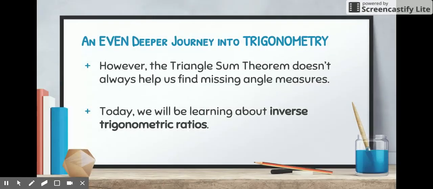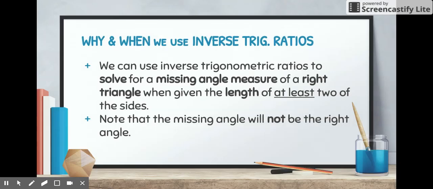So when the triangle sum theorem doesn't work, we need another way to find that missing angle measure in our right triangle. And that leads us to inverse trigonometric ratios. Inverse trigonometric ratios help us solve for a missing angle measure of a right triangle when we already know the length of at least two sides. So we could know two or three side lengths, and then we could figure out the missing angle measure in that right triangle. And that missing angle measure will never be the right angle.